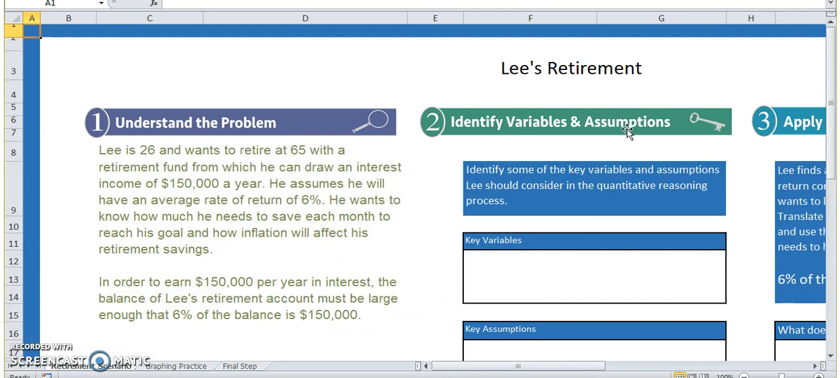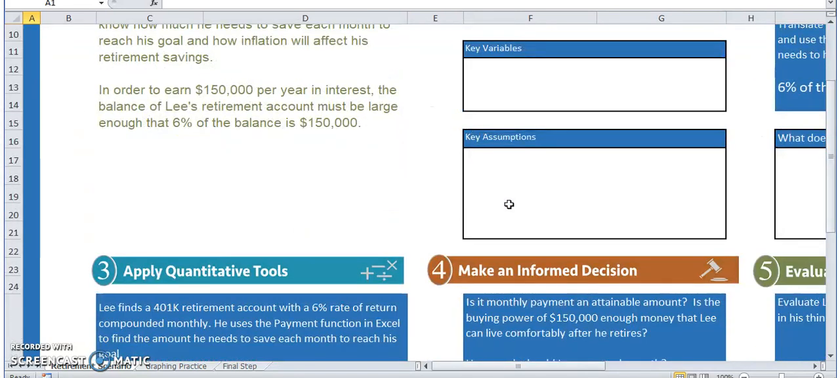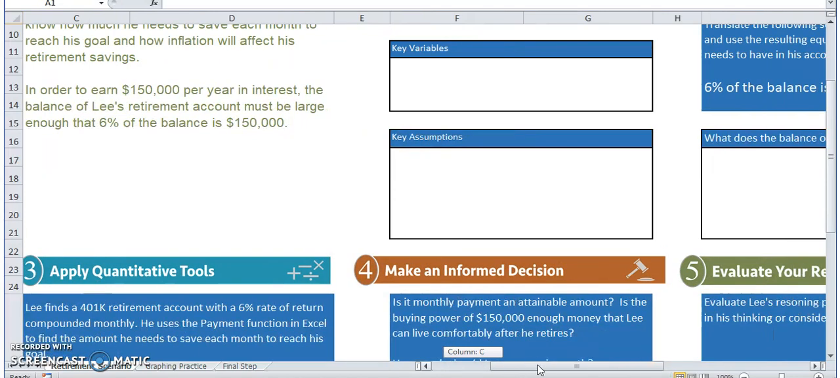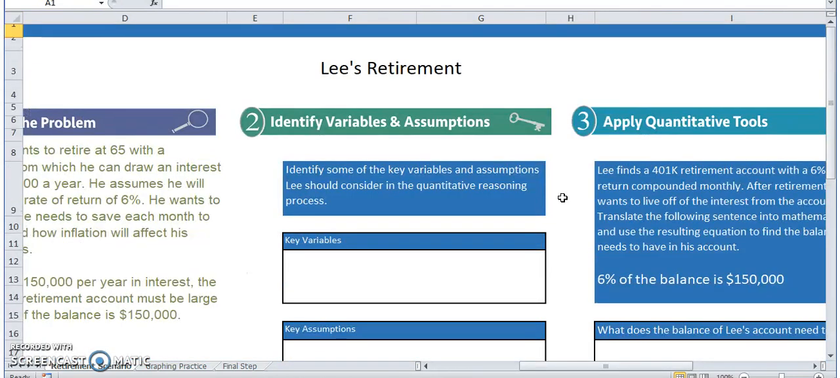Let's take a look at that group assignment. A couple parts to this one, starting here with Lee's retirement. Lee is 26, he wants to retire at 65, and so he wants to build up this retirement fund from which he can draw interest income of $150,000 a year. You're going to help him evaluate this situation and what he needs to do in order to build this retirement account so that he can do this.